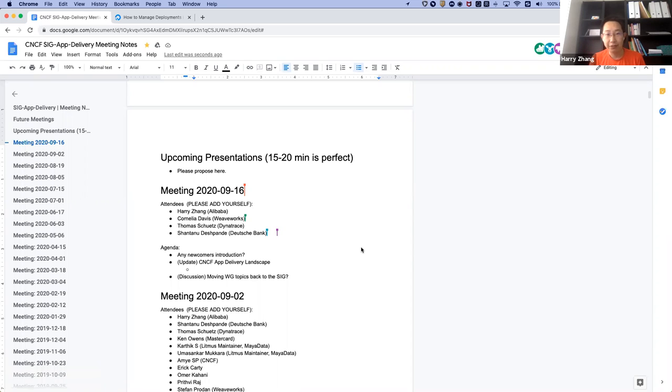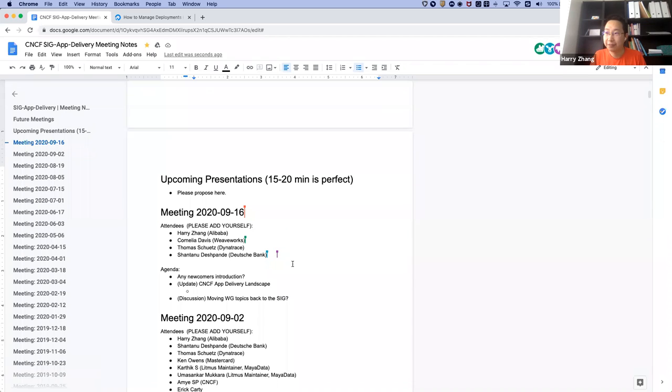The high level idea, which we also proposed to the TOC and got feedback on, is to create a new tab. So we will try to create a new tab on the landscape, whose name is like application delivery or something like that. It's quite similar to what serverless has today. So it will be an entire new tab, including the several categories listed in the dictionary of SIG App Delivery. This has been proposed to the TOC, and we think we will go this way.